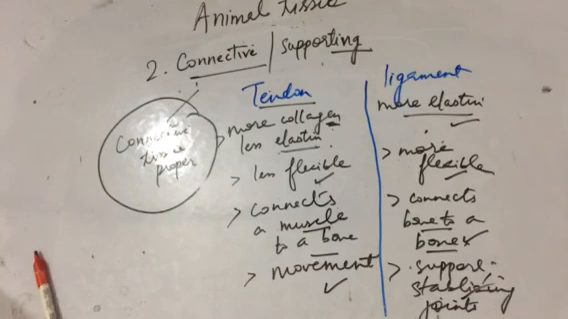Okay, so this is the first type of connective tissue, that is connective tissue proper. It was of 4 types that we discussed today. Number 1 is your areolar tissue, then your adipose tissue, then your tendon, and then your ligament. And we'll continue with the rest of these types in another class.